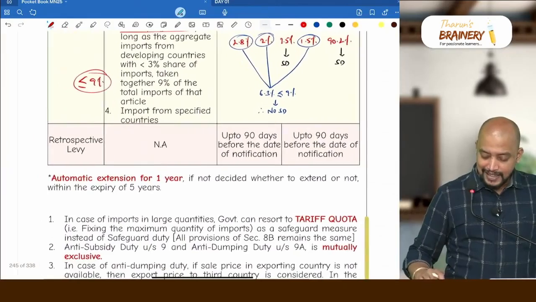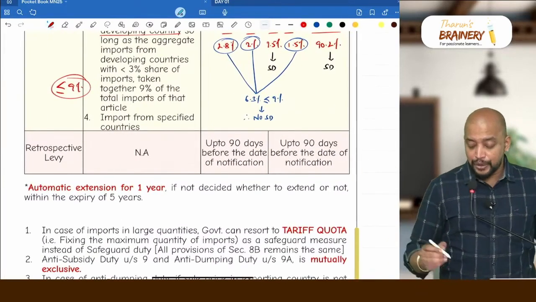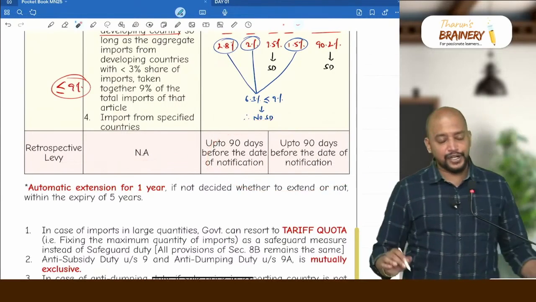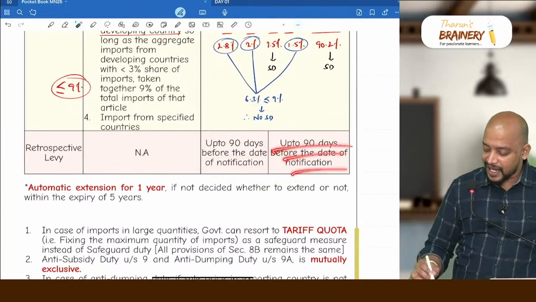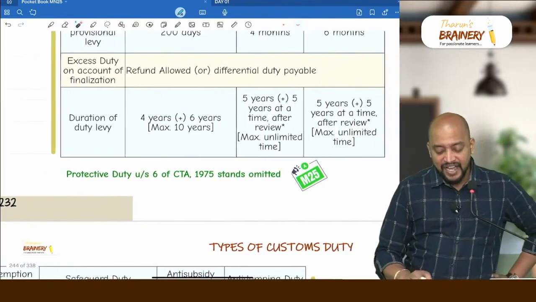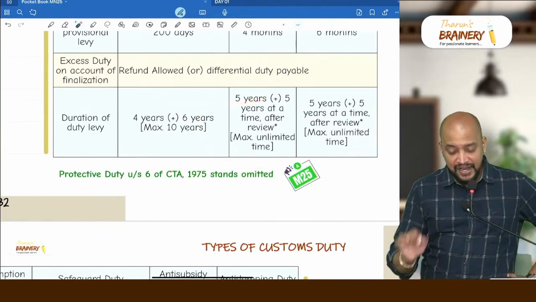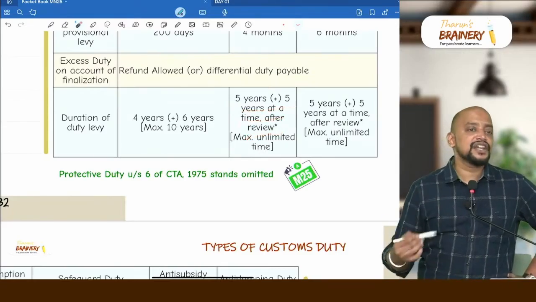Then next, retrospective levy. Can they levy it retrospectively? Yes, up to 90 days prior, only these two, but not safeguard duty. Safeguard duty cannot be levied retrospectively; these two only, up to 90 days before the date of notification. And this can be levied for a period of 5 years. These two, anti-dumping duty and anti-subsidy duty, can be levied for a period of 5 years plus 5 years at a time after review, meaning every 5 years they need to do the review.